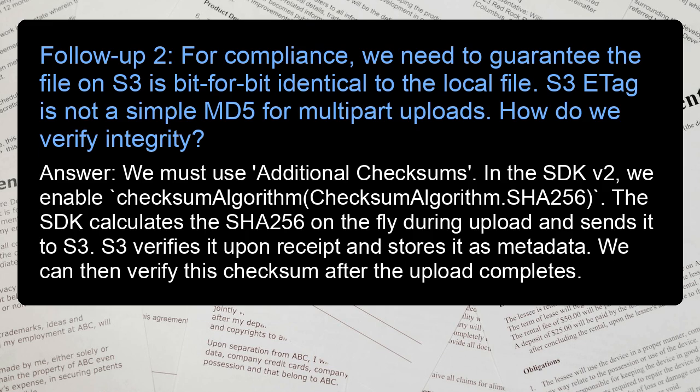Follow-up 2. For compliance, we need to guarantee the file on S3 is bit-for-bit identical to the local file. S3 eTag is not a simple MD5 for multi-part uploads. How do we verify integrity? Answer: we must use additional checksums. In the SDK v2, we enable checksum algorithm SHA-256. The SDK calculates the SHA-256 on the fly during upload and sends it to S3. S3 verifies it upon receipt and stores it as metadata. We can then verify this checksum after the upload completes.